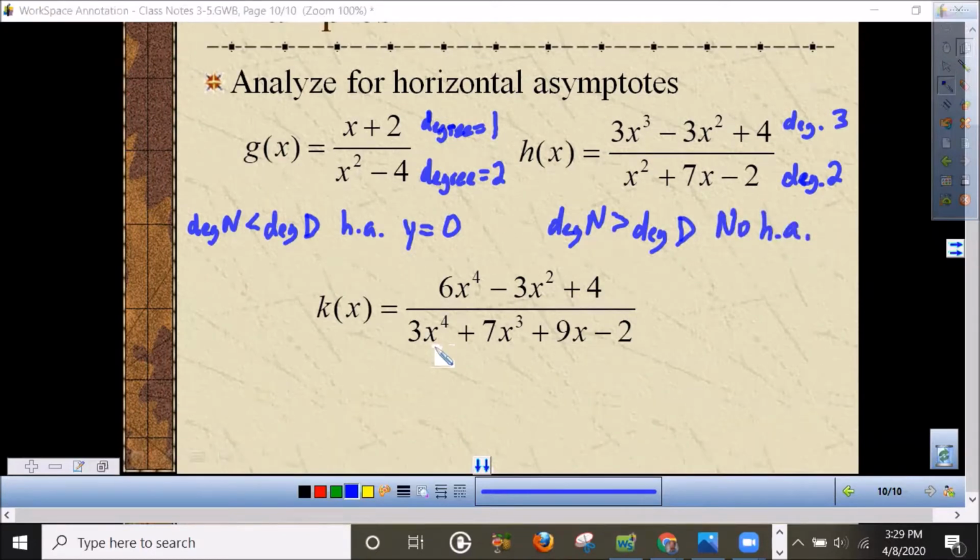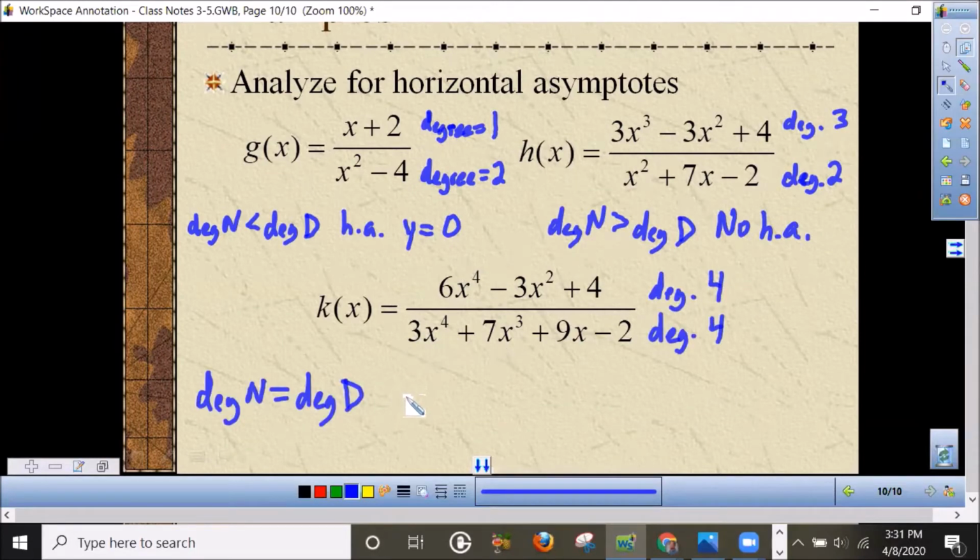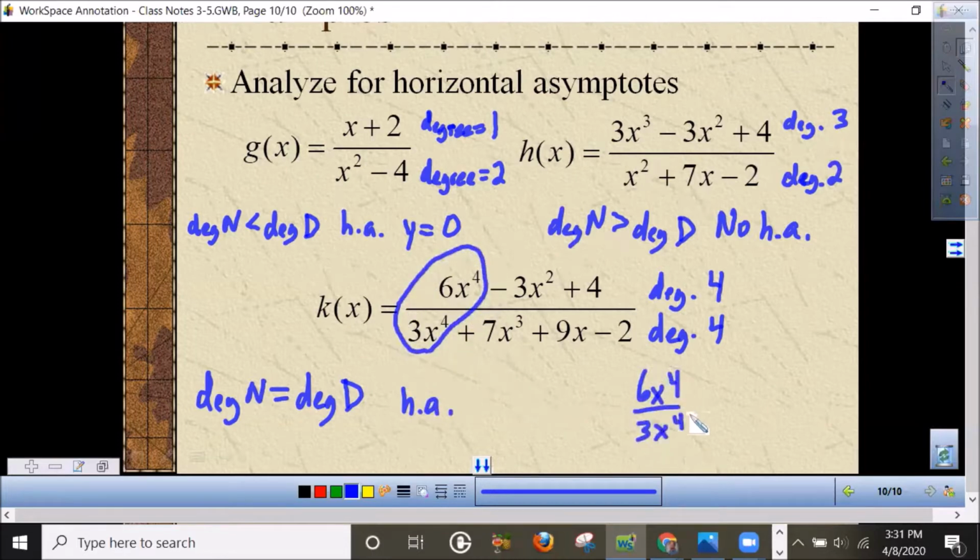And looking at k of x, the degree of the numerator is 4. The degree of the denominator is also 4. Since the degree of the numerator is equal to the degree of the denominator, we will have a horizontal asymptote. But where is it? Well, what we need to do is focus on these leading terms. 6x to the fourth over 3x to the fourth reduces to 6 over 3, which also reduces to 2. So our horizontal asymptote is the line y equals 2.